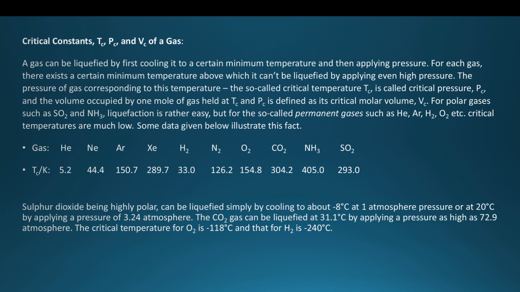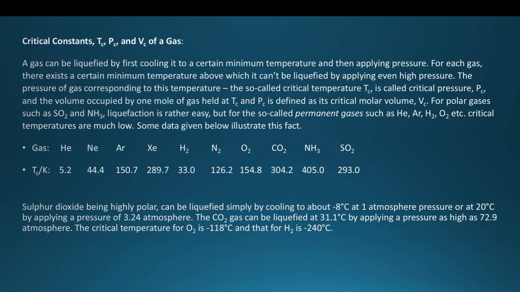Critical constants Tc, Pc, and Vc of a gas. The gas can be liquefied by first cooling it to a certain minimum temperature and then applying pressure. For each gas, there exists a certain minimum temperature above which it cannot be liquefied by applying even high pressure. The pressure of gas corresponding to this temperature, the so-called critical temperature Tc, is called critical pressure Pc, and the volume occupied by 1 mole of gas held at Tc and Pc is defined as critical volume Vc.